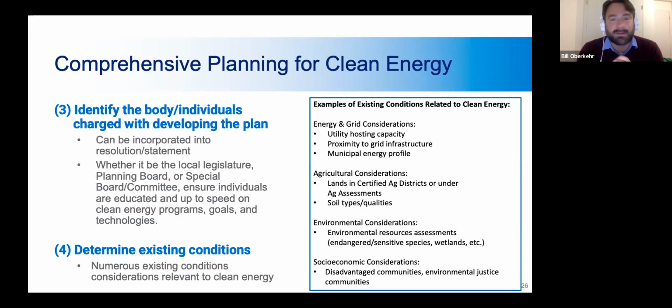And once we know who's going to be drafting our clean energy component, we want to determine our existing conditions. So this is where we start to survey. We've got some examples of clean energy existing conditions over here on the side.